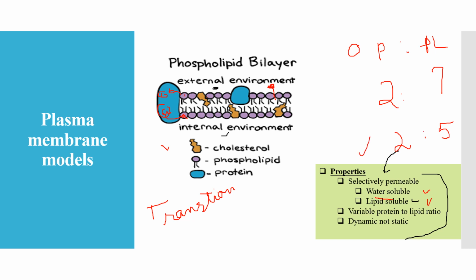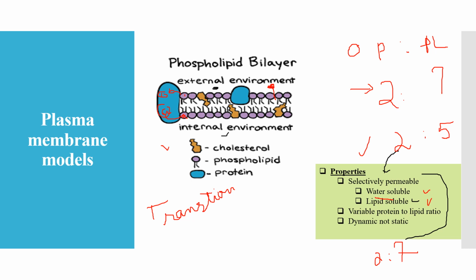Earlier, when there was no movement, the ratio was 2:7, and at the time of movement, when they are moving, the ratio is 2:5, and after taking their places, again the ratio will be 2:7. So you can see there is a variability, meaning variable protein to lipid ratio.